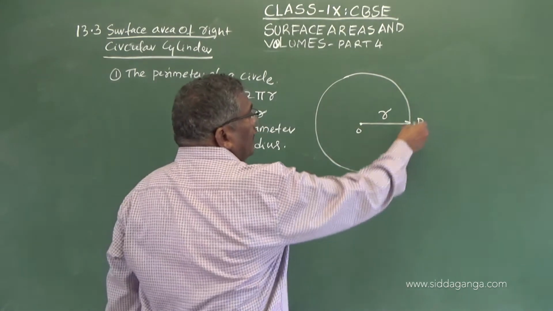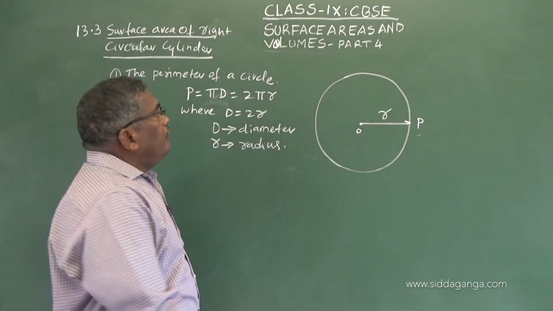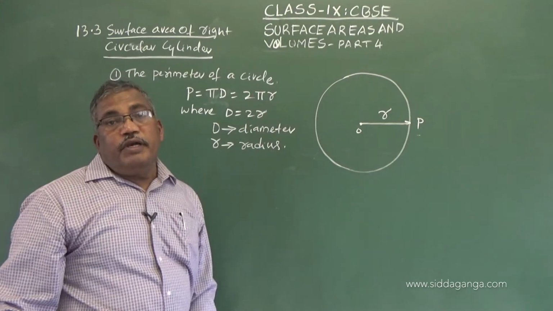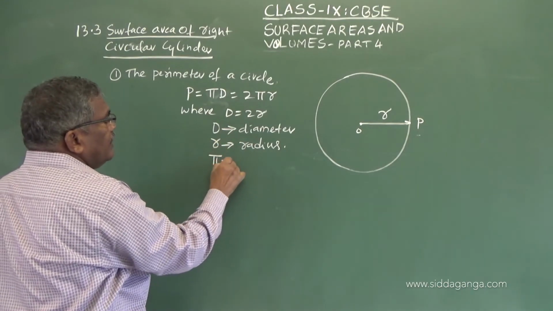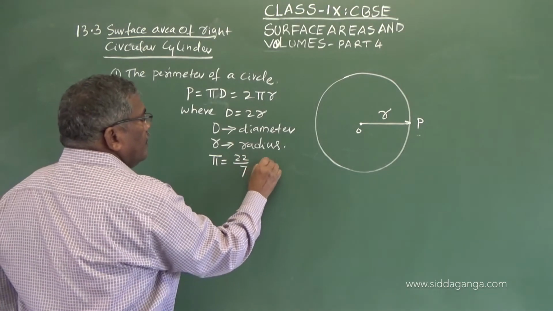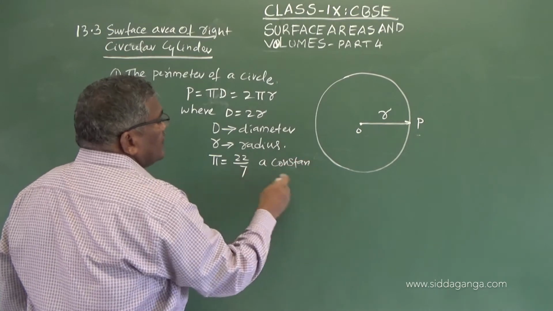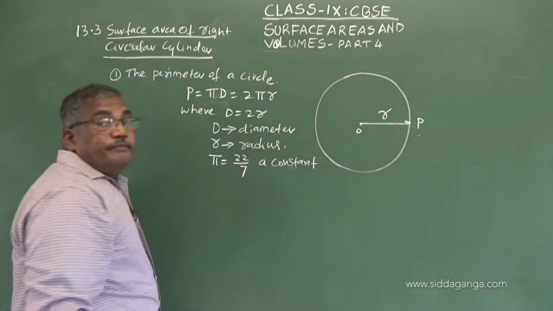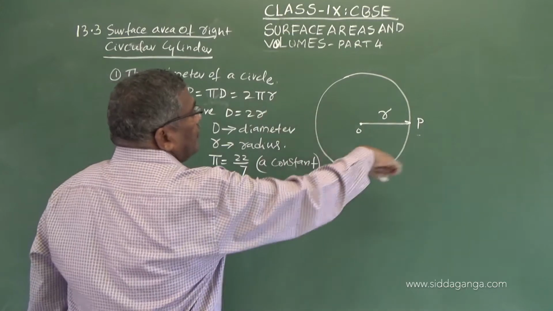So if you want to know the length of the boundary of a circle, we calculate using the formula 2 into pi into r, where pi is a constant. It is taken as 22 by 7, a constant. Always for calculation we take 22 by 7. This is the perimeter of the circle.